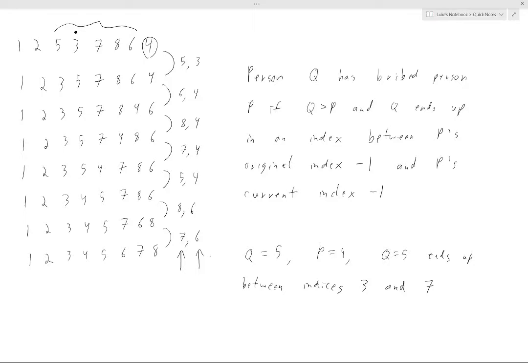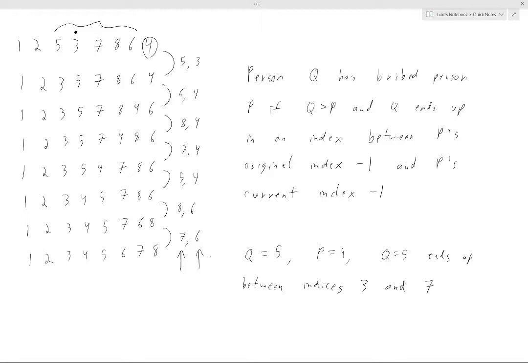Okay, so now with that in mind, that gives us an algorithm for counting the number of swaps, because you go through each person and you count how many bribes they received. And so in this example, we can see person 4 received 4 bribes, 3 received 1, and 6 received 2. And that's how you get your solution.